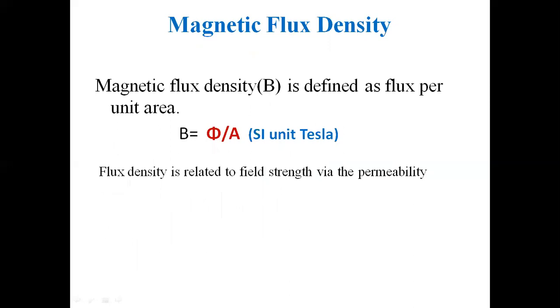Now the magnetic flux density. Magnetic flux density is defined as the flux per unit area. Simply, flux density equals phi upon A, and the unit of magnetic flux density is Tesla.